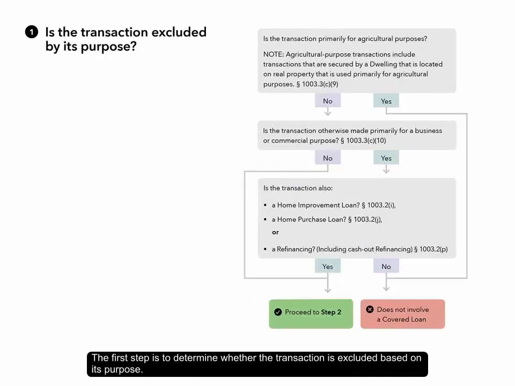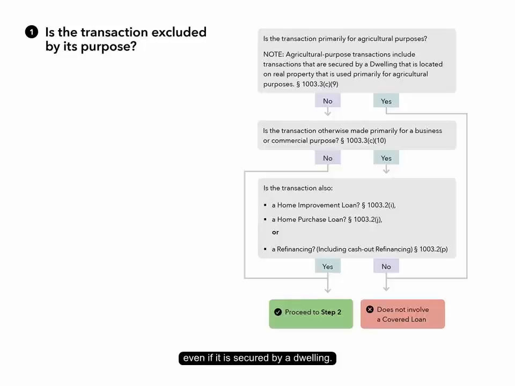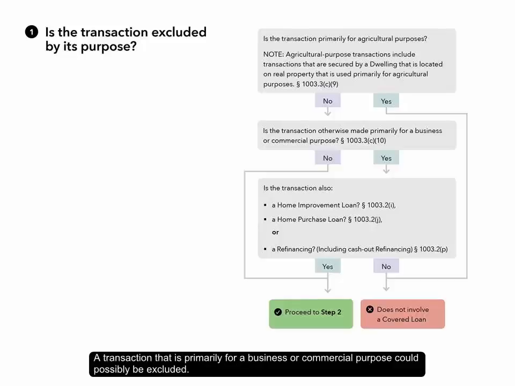The first step is to determine whether the transaction is excluded based on its purpose. Remember that a transaction that is primarily for agricultural purposes is excluded, even if it is secured by a dwelling. A transaction that is primarily for a business or commercial purpose could possibly be excluded. It would depend on whether the transaction is also a home improvement loan, home purchase loan, or a refinancing.